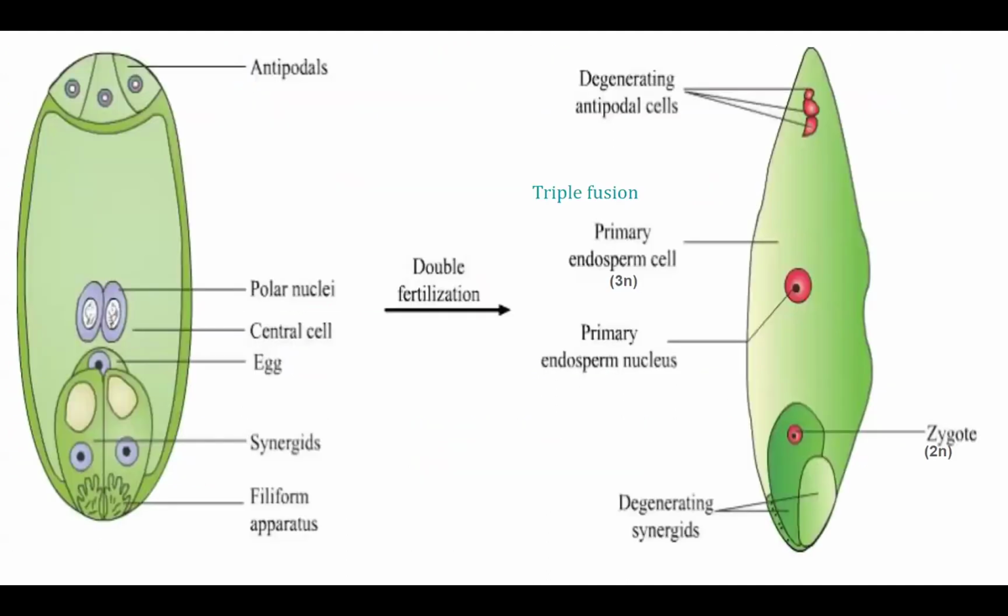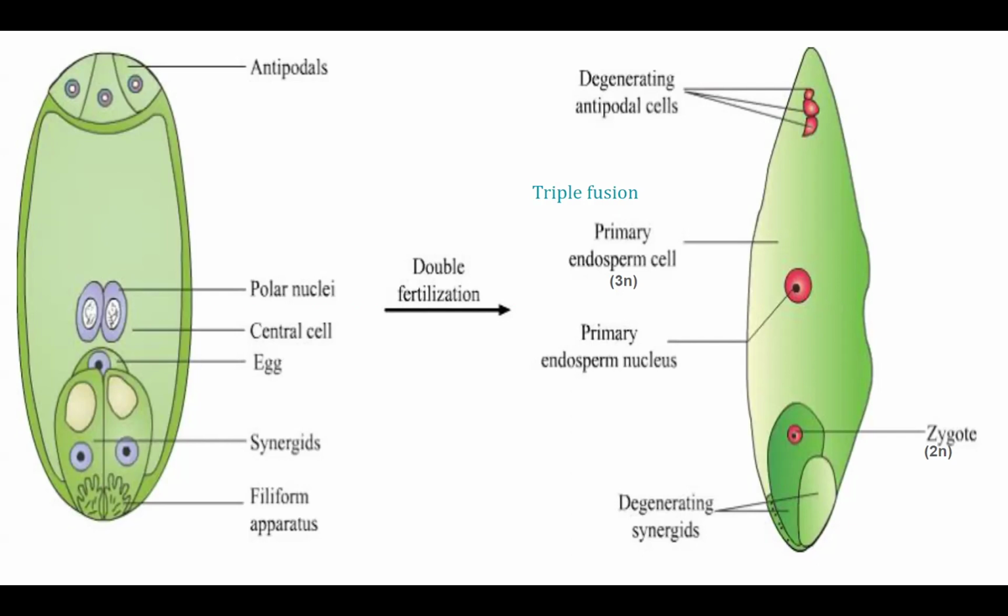So I told you here, if you see, I have the antipodal cells, the polar nuclei, the egg cell and the synergids. There's the filiform apparatus, the pollen tube will enter, and the germinative cells are there.